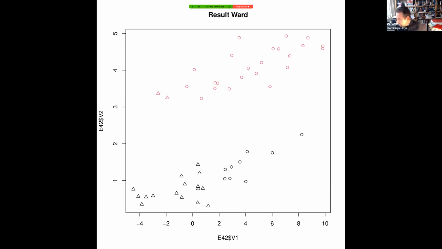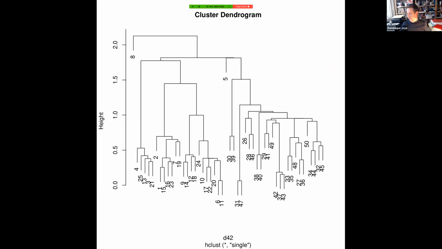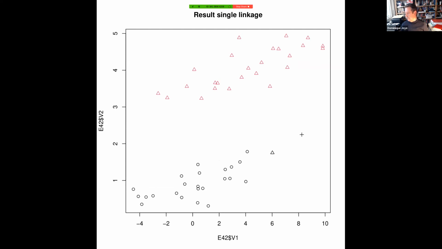To say, but for the single linkage, if we take three groups, because there is one which is just alone, you see that we have the circles which are correctly identified, and we have the red triangles, which are correctly identified. So that means that in this case, the single linkage is the good method to use, and the complete linkage or the Ward method is not the good method.